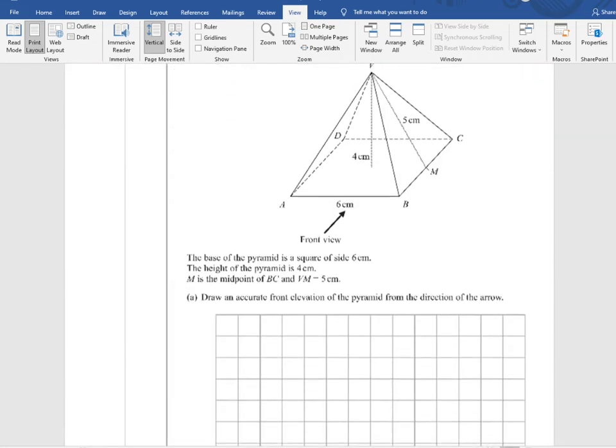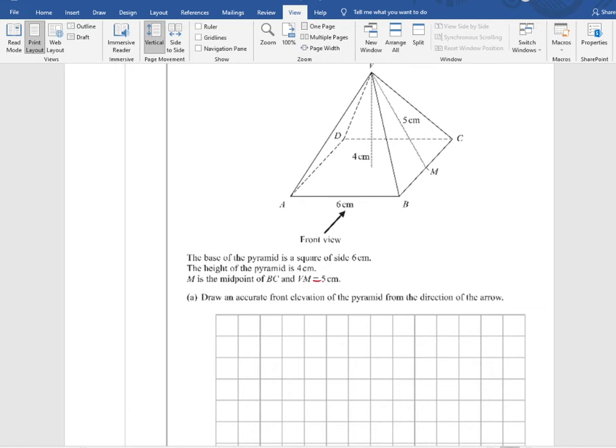Oh, what we got? A solid base pyramid. The base of the pyramid is a square. The height of the pyramid is 4. M is the midpoint of BC and VM, oh, 5, that slopey bit, 5. Draw an accurate front elevation of the pyramid from the direction below.